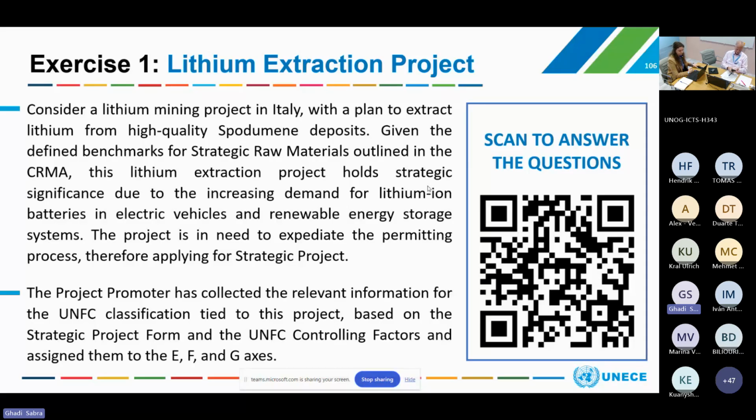So consider a lithium mining project in Italy with a plan to extract lithium from high quality spodumene deposits. Given the benchmarks for strategic raw materials as outlined by the CRMA, this lithium extraction project holds strategic significance due to the increasing demand for lithium-ion batteries and energy storage systems, of course. So the project needs to expedite the permitting process. Therefore, they're applying for strategic project status. Now, the project promoter has collected the relevant information for the UNFC classification tied to this project, based on the strategic project form and the UNFC controlling factors as Slavko showcased earlier, and assigned them to the different UNFC axes, the E, F, and G.